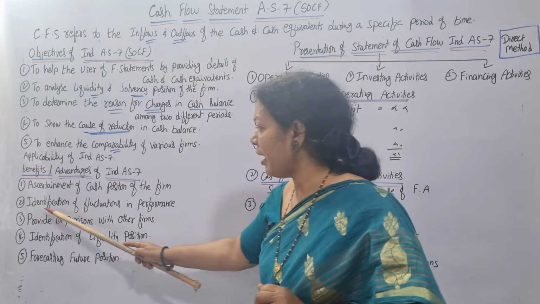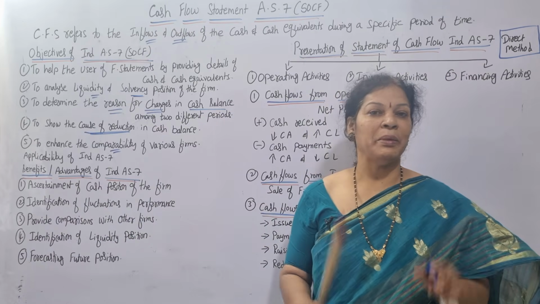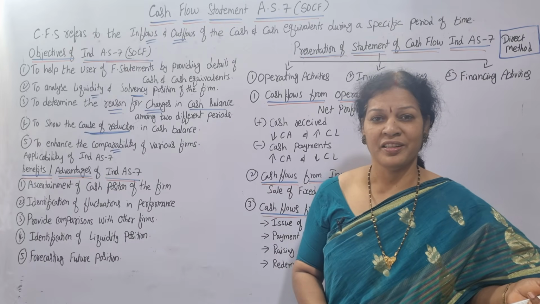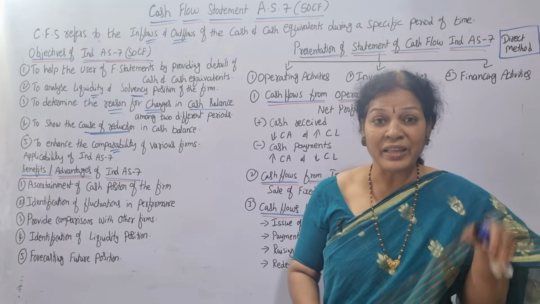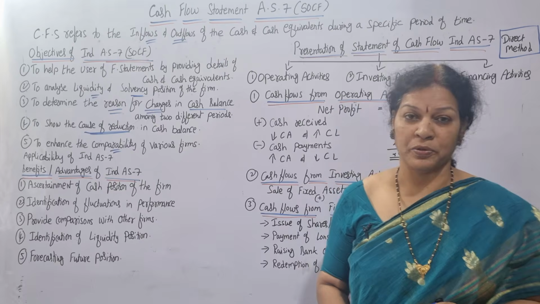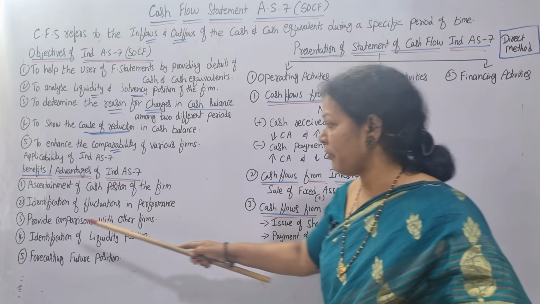Second benefit is identification of fluctuations in performance. Sometimes there may be lots of fluctuations. Cash is increasing, decreasing drastically, and sometimes to some extent it is increasing. So why are those fluctuations happening? This you will come to know through the cash flow statement. So, identifying the fluctuations in performance.